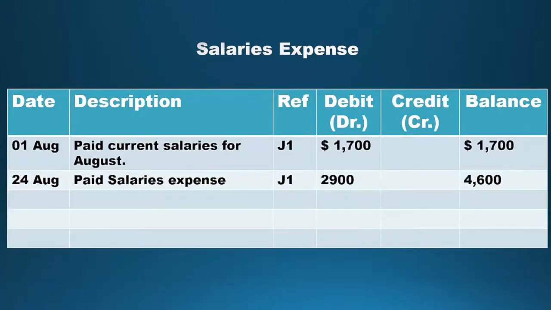Posting to the ledgers, salaries expense ledger. 1. Date, write the date, August 24. 2. Narrative, add the narrative: paid salaries for the current payroll period. 3. Reference, include the journal reference, J1. 4. Amount, enter $2,900 in the debit column. We debit salaries expense because this cost is increasing, and increases to expenses are recorded on the debit side.